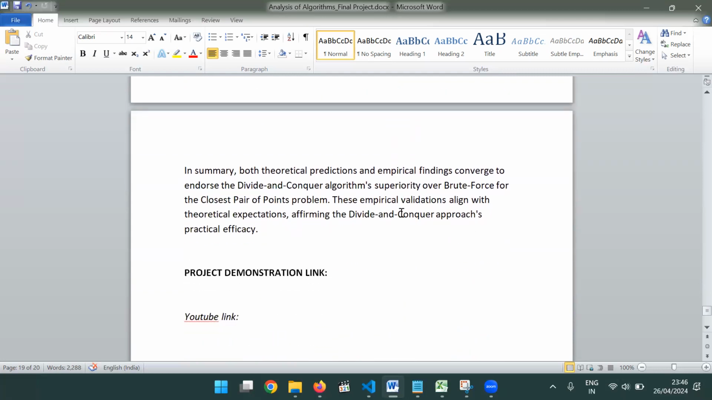You can say that, in summary, both predictions and the findings converge to endorse the divide and conquer algorithm as superior over brute force for the closest pair problem. The empirical validations align with theoretical expectations, affirming the divide and conquer approach's practical efficiency.